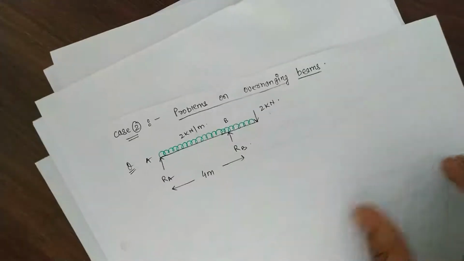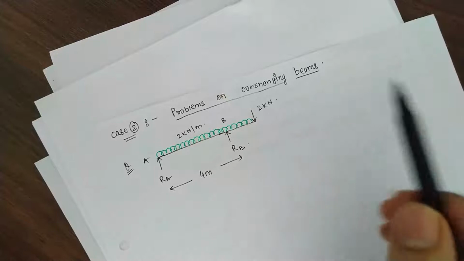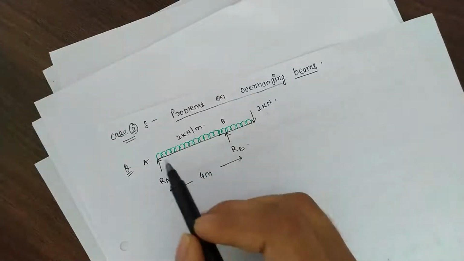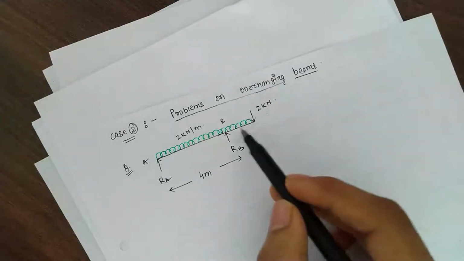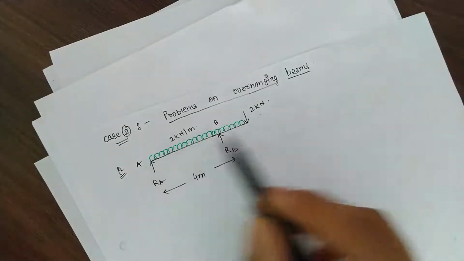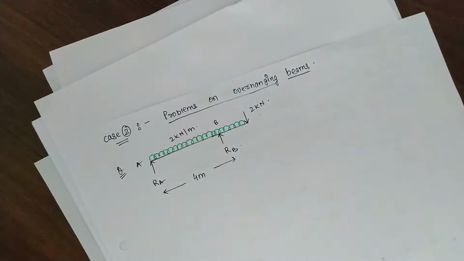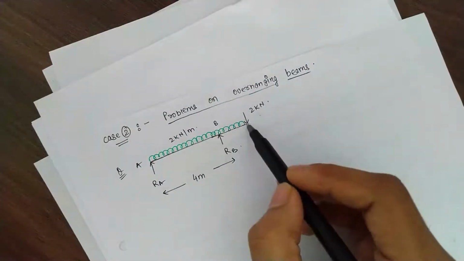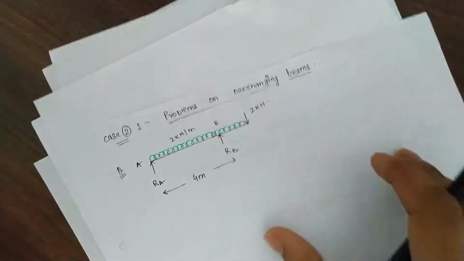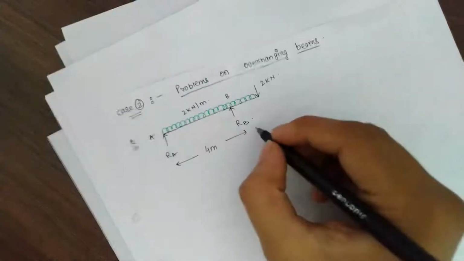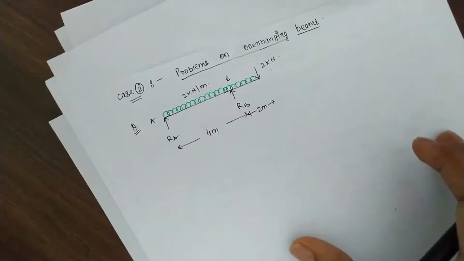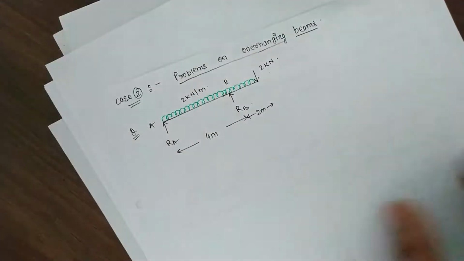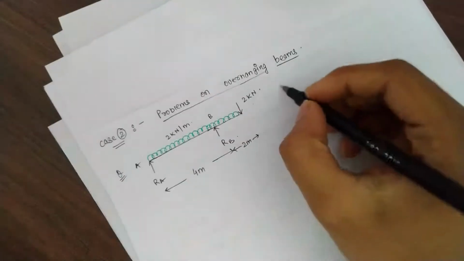So in case 2, problems on overhanging beams. This is an overhanging beam given, and a uniformly distributed load is applied over the whole span. A point load of 2 kN is applied at the end of the beam. This is 2 meter, so the overall span of the beam is 6 meter, 4 plus 2. Now we have to calculate the reactions.